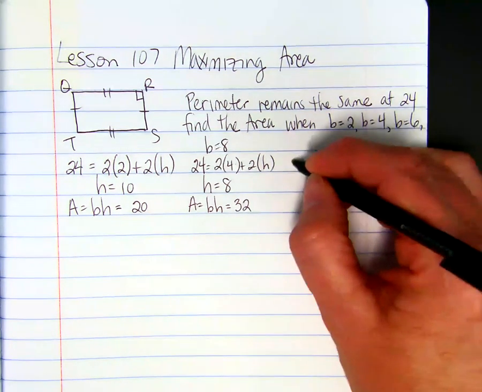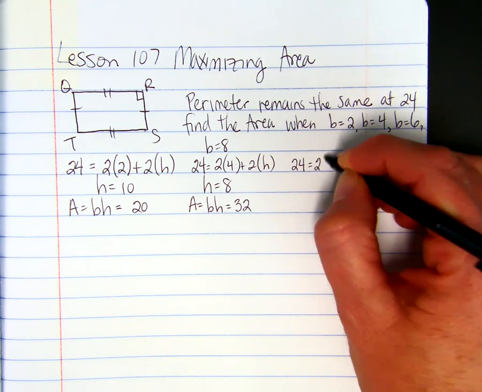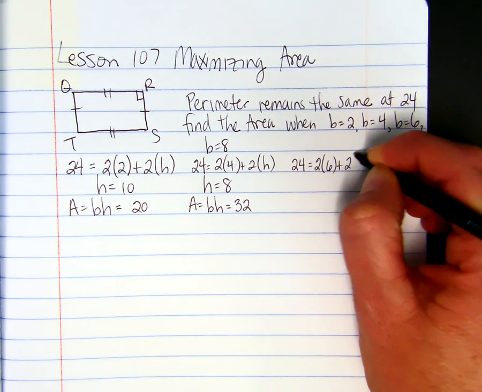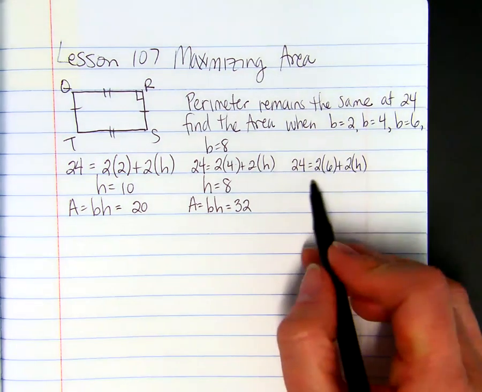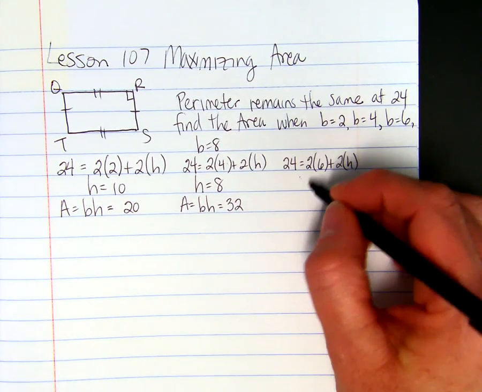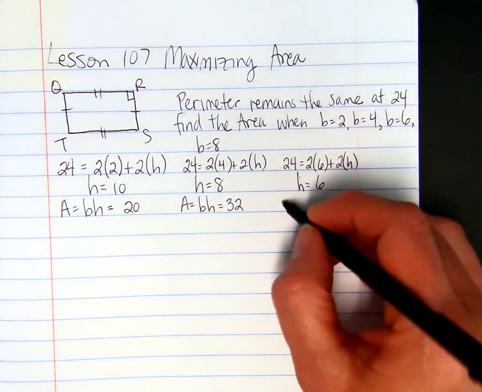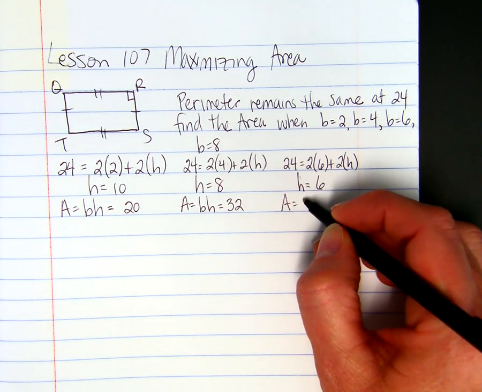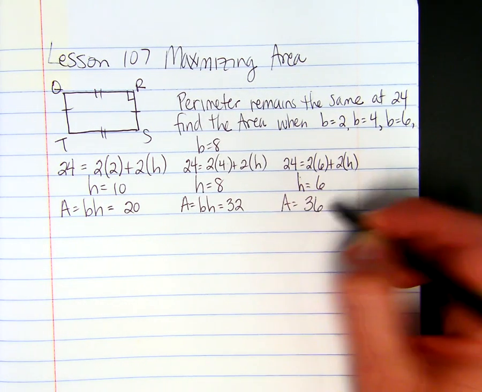Then when the base is 6, we do 2 times 6 plus 2 times the height. So we take 24 minus 12 to get 12, divided by 2, then the height would be 6 also. The area would be 36.